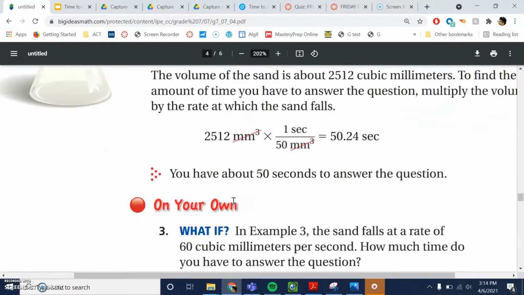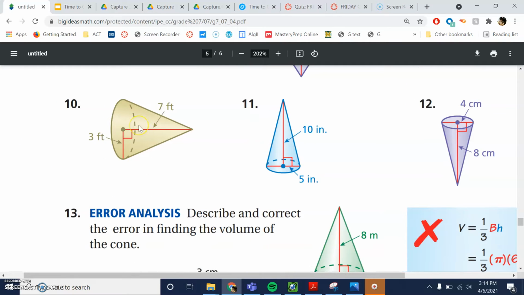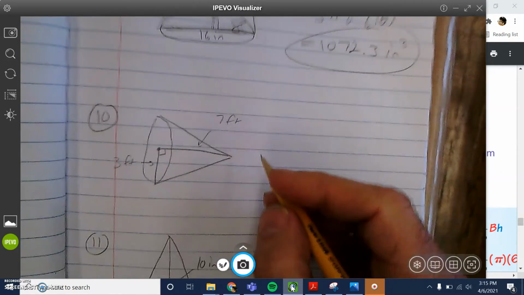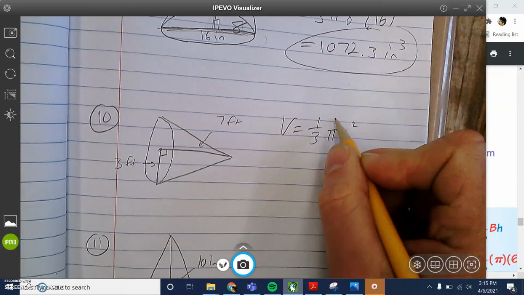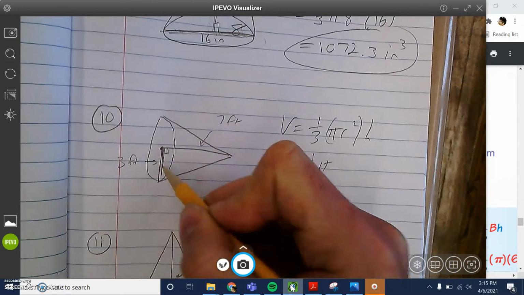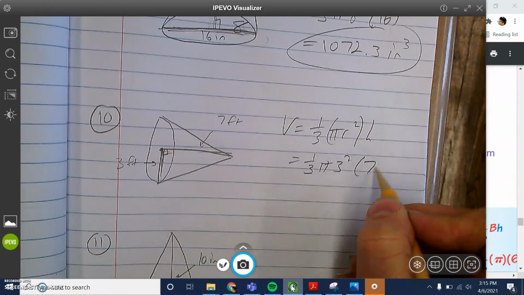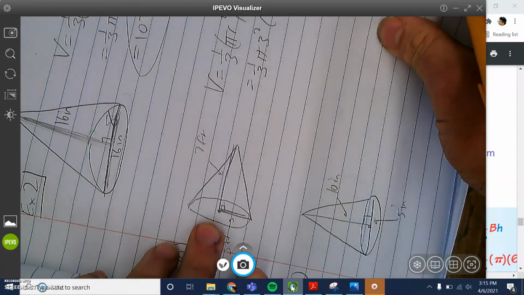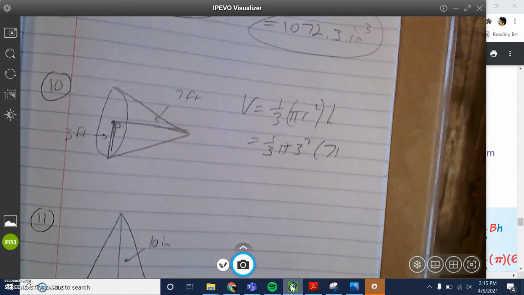Looking good. Okay, so you're going to do 2 now. Ready? Here we go. Number 10. Ready, set, go. All right, let's see if you got it. Number 10, here it is. So volume equals 1/3 pi r squared, area of the base times the height. 1/3 pi, what's the radius? 3, times the height, which is 7. They put it on its side, but that's not going to fool me. That's the height, and that's the radius. I got that.